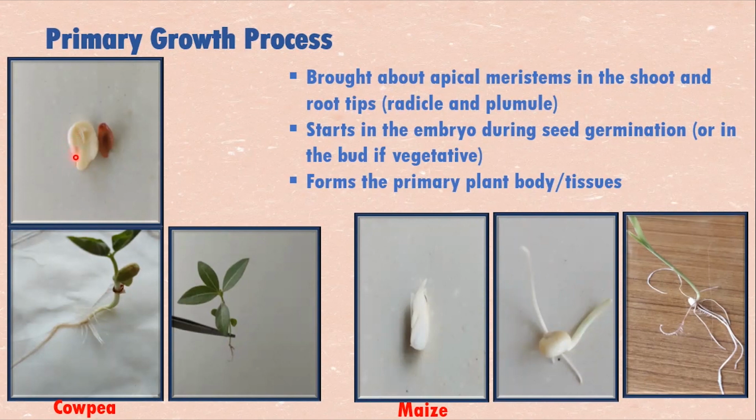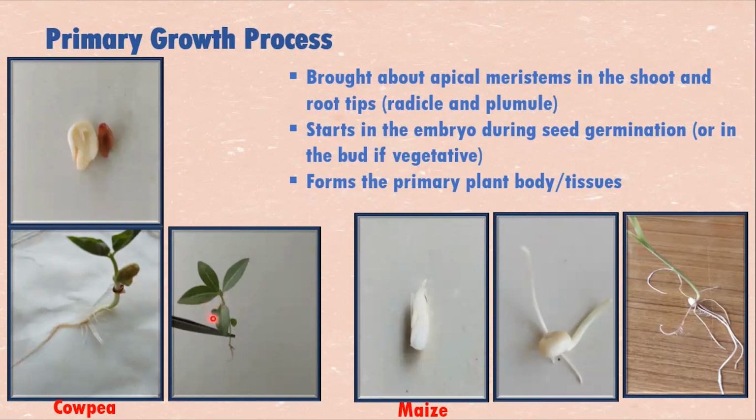So the radicle will lengthen and produce the root system, and apical meristem will be left at the tip to continue lengthening the root, and also to continue producing new tissues of primary growth. Then the plumule will also produce the shoots, the stem with the leaves, and will leave a meristem at the shoot tip here to continue growing to produce more primary tissues and to lengthen the plant.